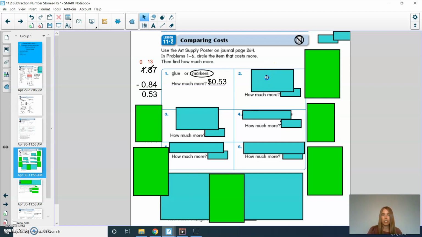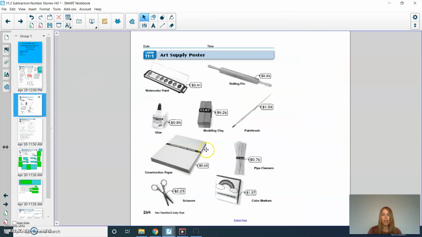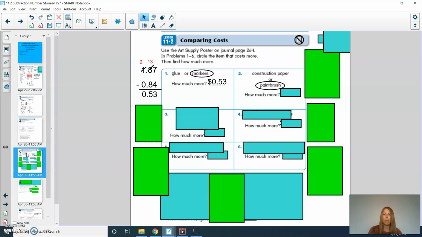For question number 2, we are looking at construction paper and paintbrushes. I know that paintbrushes are more because when I looked at my chart, I can see that construction paper is only 65 cents, where paintbrushes are $1.54. Now to figure out how much more, I'm going to subtract the two. So I'm going to subtract $1.54 minus 65 cents. I need to do some borrowing because I can't subtract 4 minus 5.